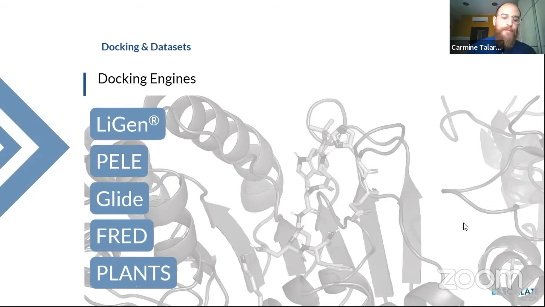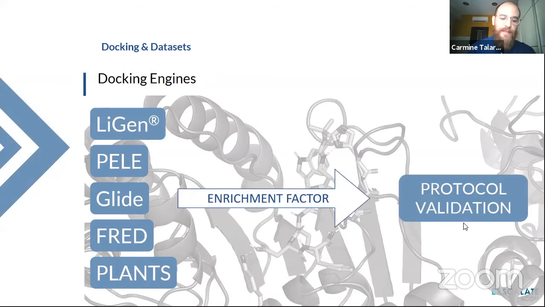These are the docking software that we are using in our docking experiments. In particular, LiGen is a proprietary software developed by Dompé. PELE was developed by the Barcelona Supercomputing Center in the group of Victor Guallar. And Glide, FRED, and PLANTS are some of the best-known docking software. And we are currently completing the validation phase of the screening protocol based on enrichment factor studies.